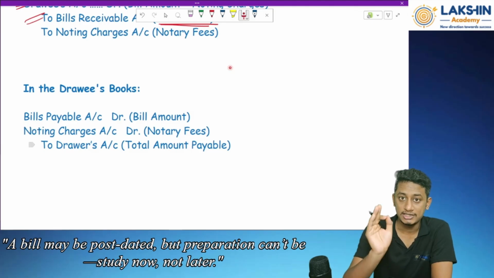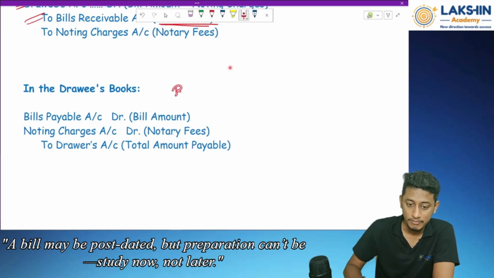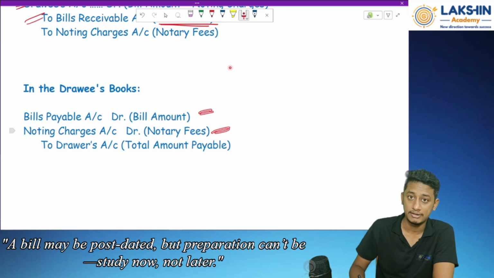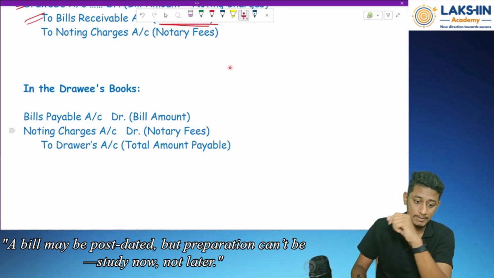These noting charges will be payable. So it will be an expense to Mr. B. For Mr. B, the noting charge will be an expense because he has to pay it to Mr. A now. So I am debiting it. Because my expense increases, I will debit the account.